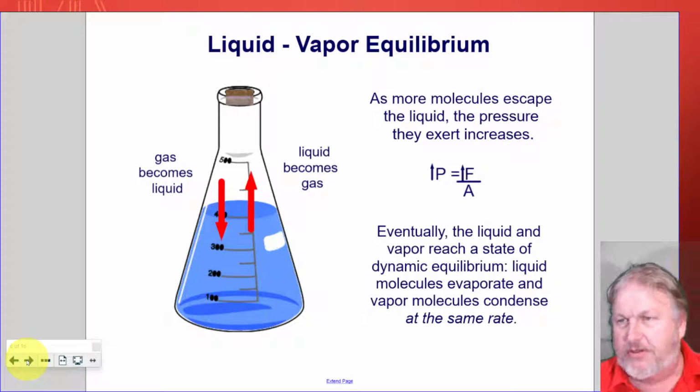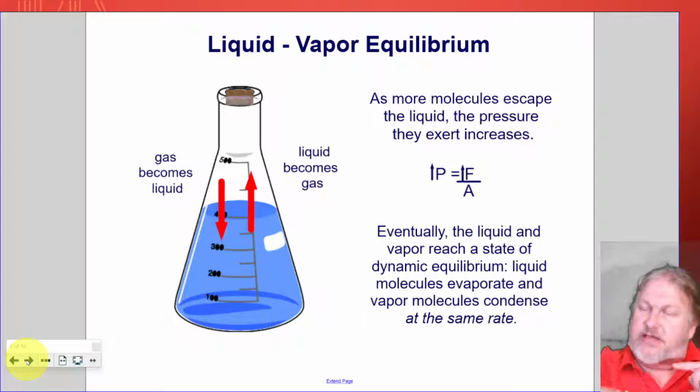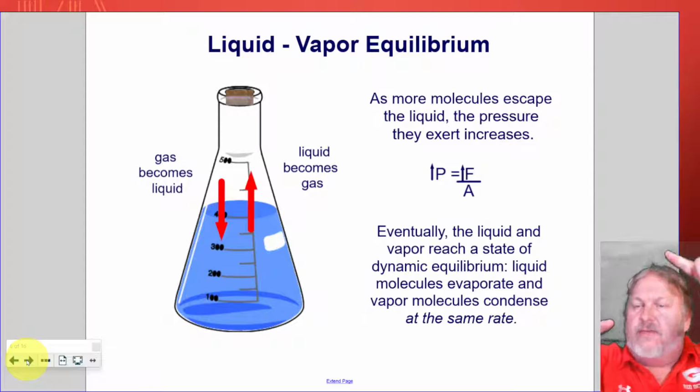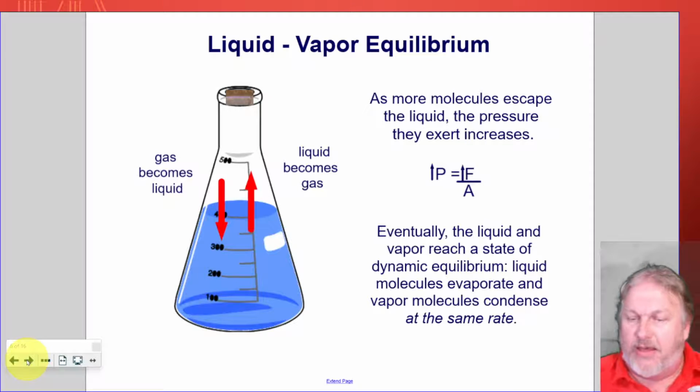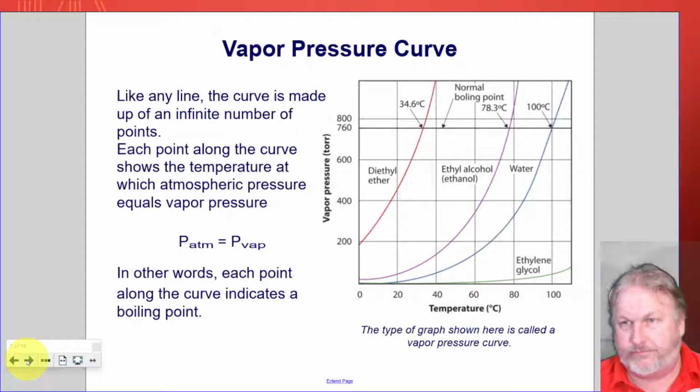Now, eventually, the liquid and the vapor will reach a state of dynamic equilibrium. That means as a molecule escapes and evaporates, another vapor molecule will condense at the same rate. If one goes out, another one goes in. That's what we mean by equilibrium. We'll come into that later.